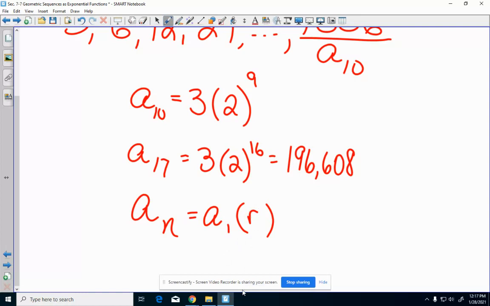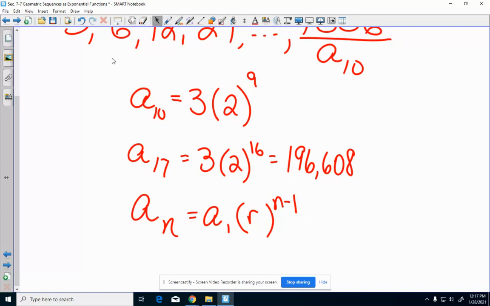And the power, when I wanted 10, I put 9. When I wanted 17, I put 16. If I don't know and I put n to just signify any number, then I'll put n minus 1. That's all right. We'll use it right now. Okay.